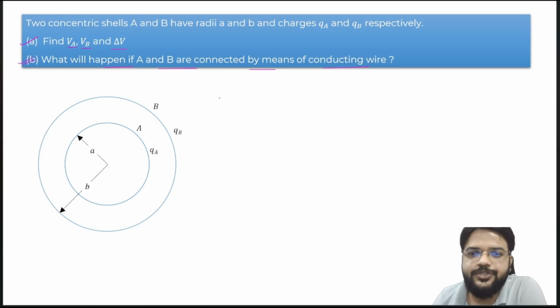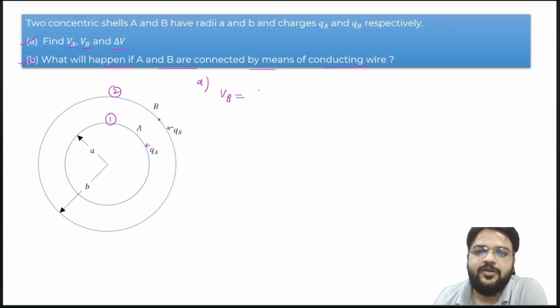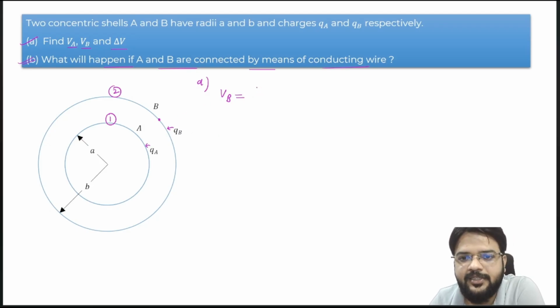So let's see how we can do this question. First of all, we will simplify part A. First of all, I am calculating the potential at B, everyone. Let's suppose this is cell number 1 and this is cell number 2. So point B is present on the surface of the second cell, and the charge on the second cell is QB, and on the first cell is QA. So what is the potential at B? VB can be written as K QB divided by B. This is the potential due to this QB charge at B.